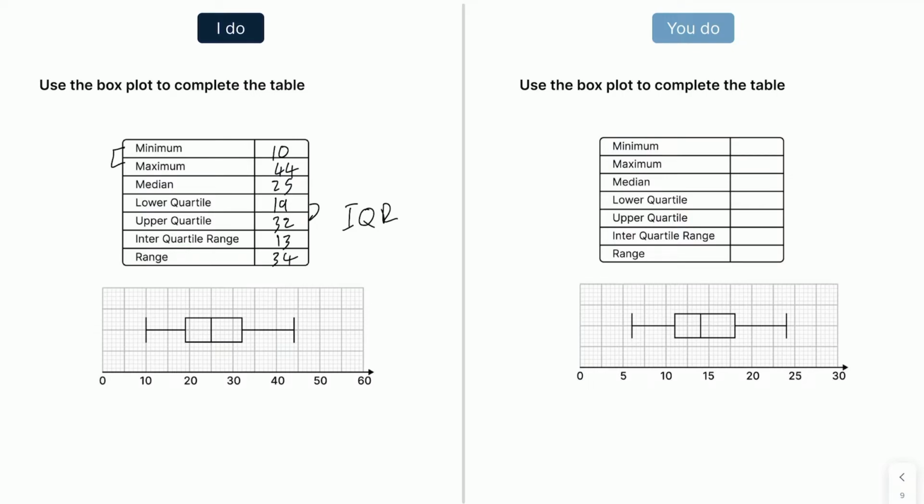So the minimum, again, you want to be careful with the scale here. It's not going up in ones, so that's going to be a 6 right there. The maximum is right there, and that is at 24. The median is this value right here, and that is at 14. The lower quartile is at 11, which is that right there, and the upper quartile is at 17. Now the interquartile range is just the case of subtracting these two, so that's going to give us a 6. And the range is just a case of subtracting 6 from 24, and that gives us 18.